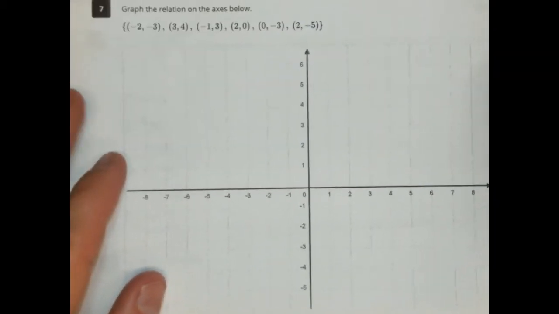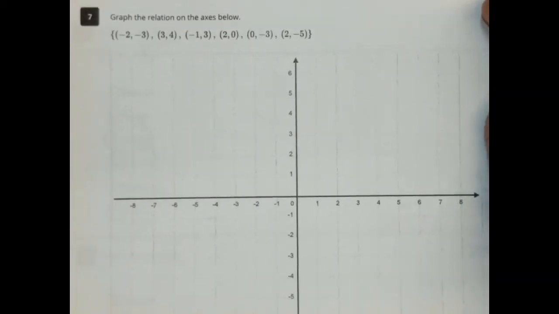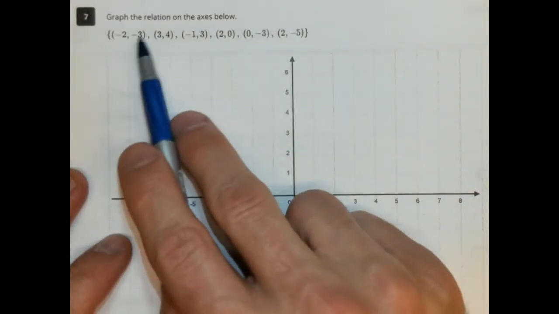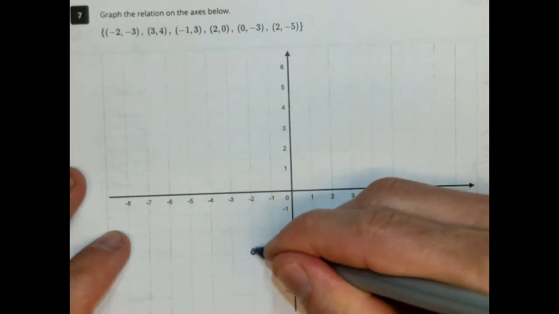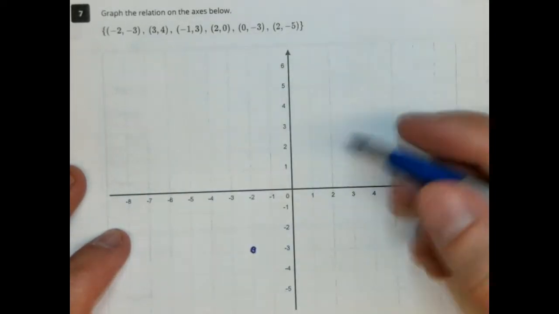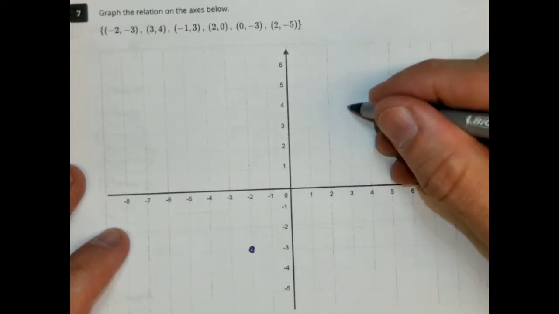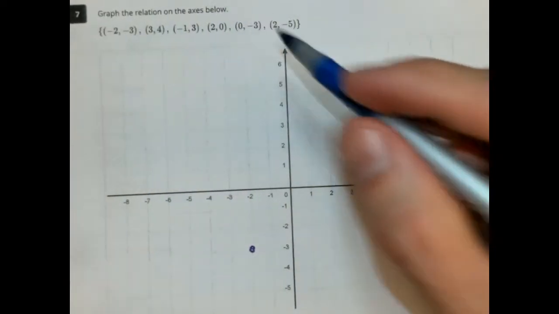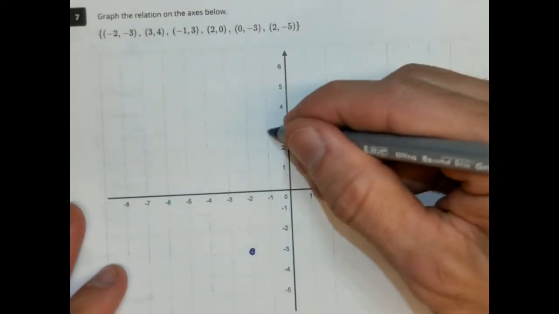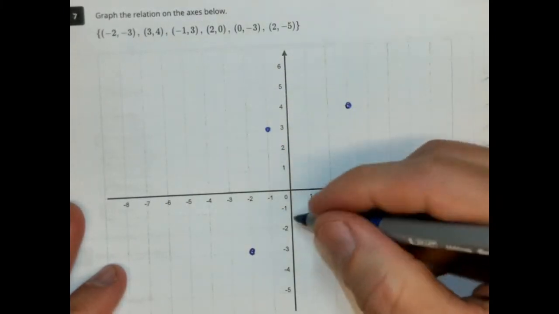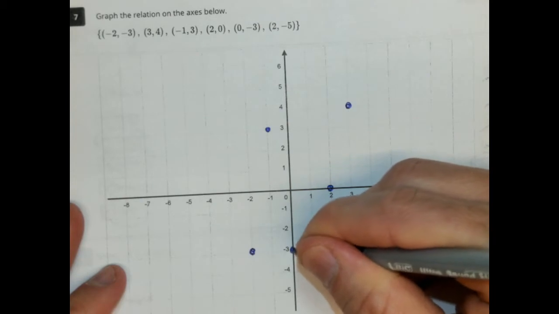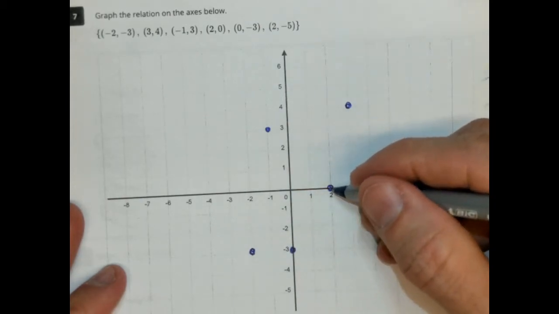For this one, I should probably be using a pencil, but I don't really feel like getting one, so here we go. So graph this. So -2, -3. So left 2, down 3. 3, 4. So right 3, up 4. -1, 3. Left 1, up 3. 2, 0. 0, -3. 2, 5. Sorry, 2, -5.